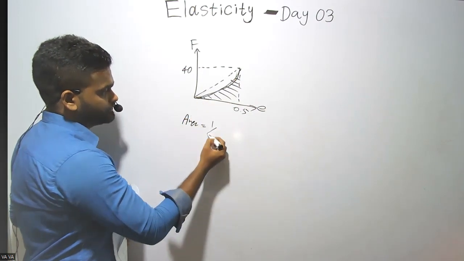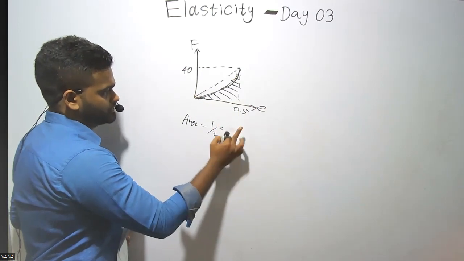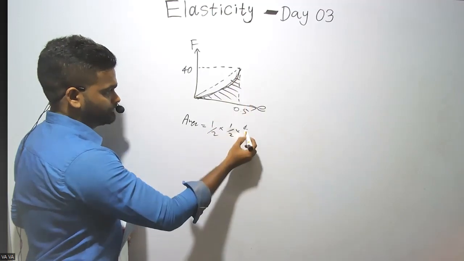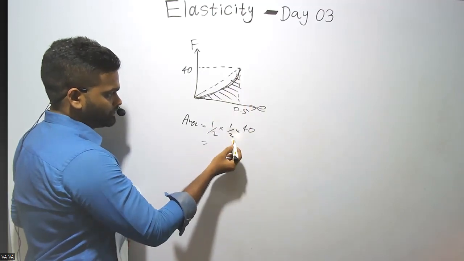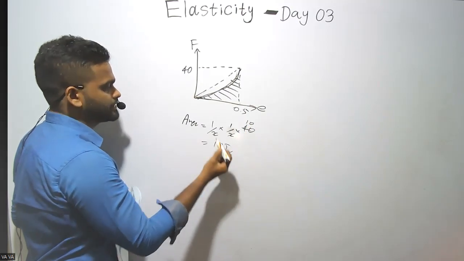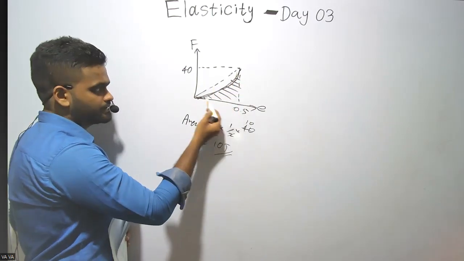This length is 0.5. 0.5 means half, right? I'll put another half. And the height is 40. 40 means 10. So the area of this triangle is 10 joules.